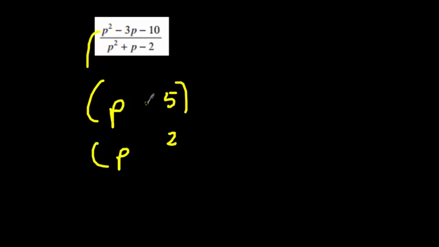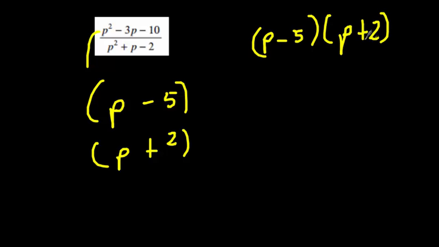So this one I want to factor the top, and I'm just going to do that here. If I factor the top, I have a p and a p, let's try 5 and 2. Does that make a -3? Yep, I'm going to have a -5 and a +2. So that's going to simplify down to p minus 5 and p plus 2. That would be our numerator.